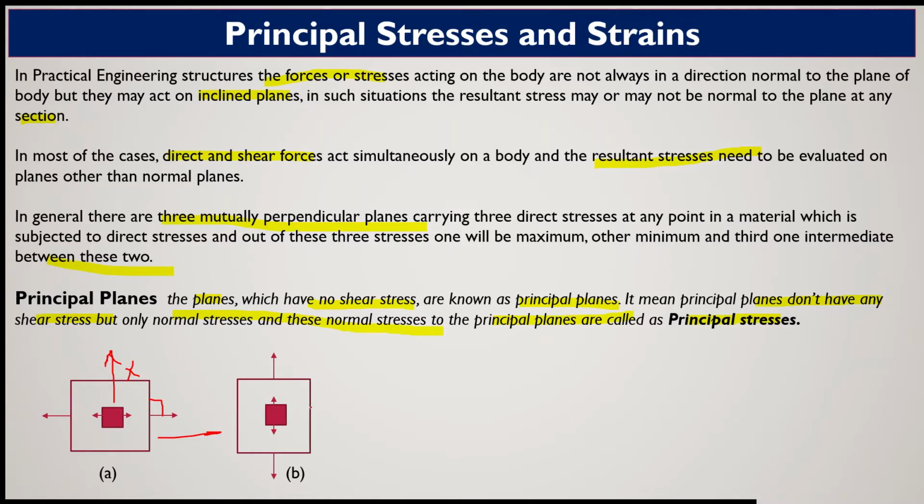Now case number 3. The body is the same body and we are applying force or stress in the horizontal direction, but the element on which you want to find the stresses is not in the direction of the force. It has some angle of inclination to the force applied on the body. So this plane will be known as an inclined plane or oblique plane.